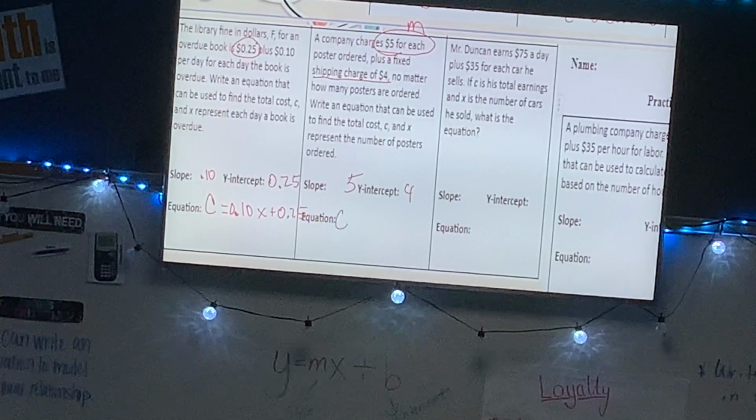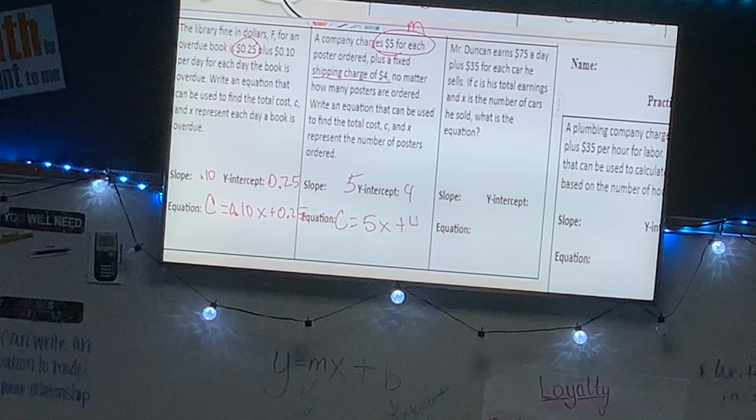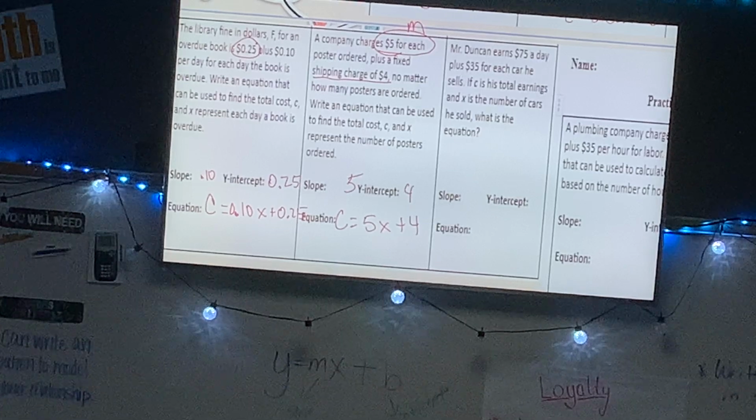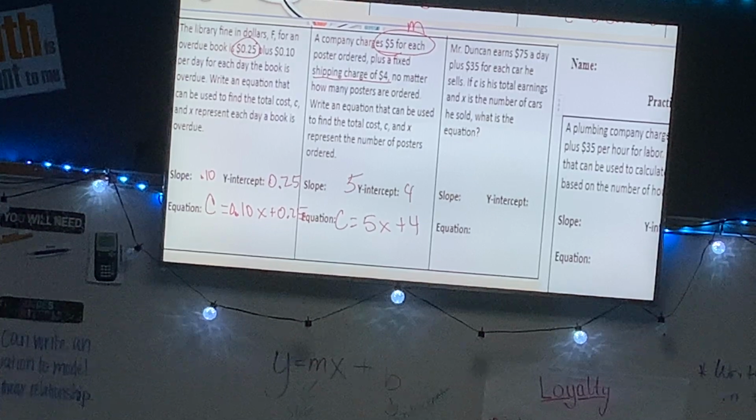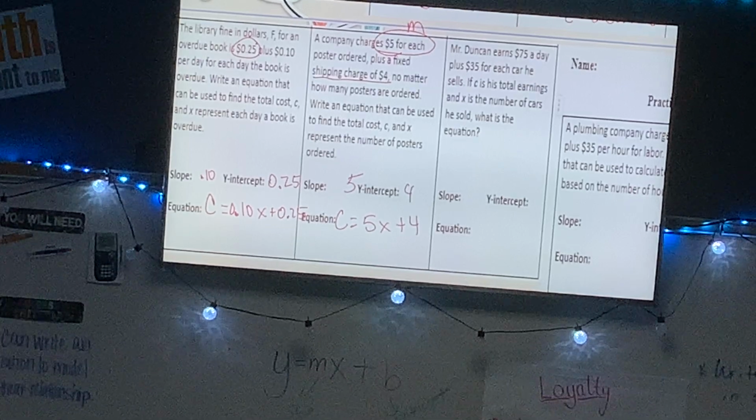So C equals 5x plus 4. So do you know, your starting amount, fixed rate, is always going to be your y-intercept.